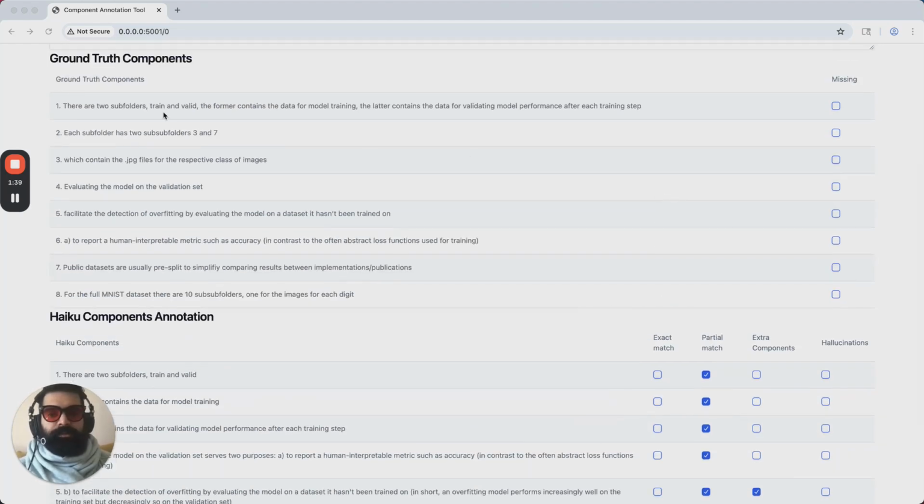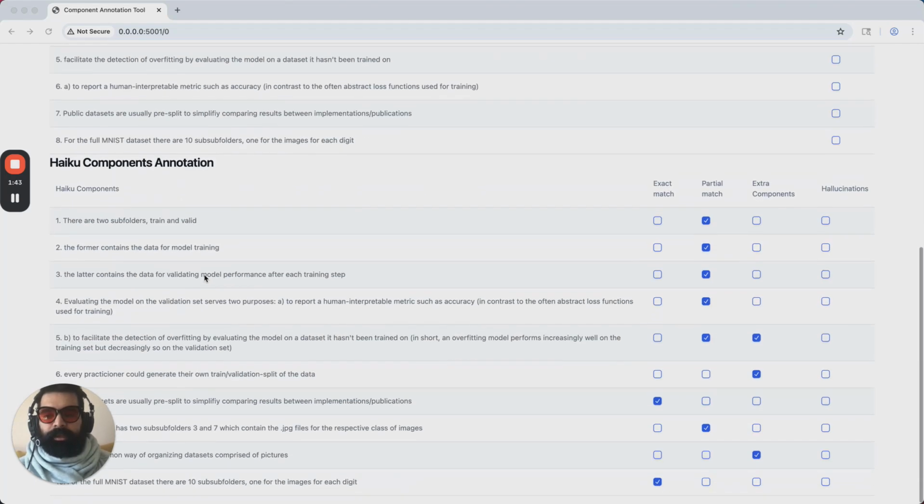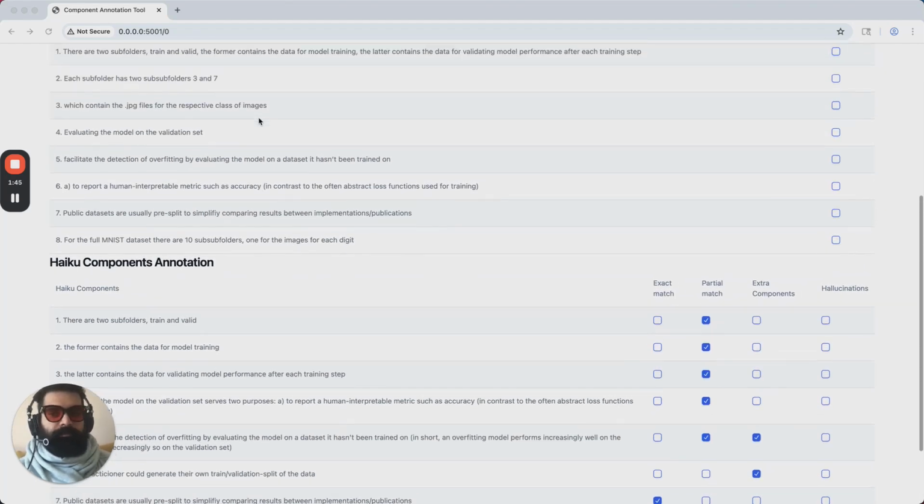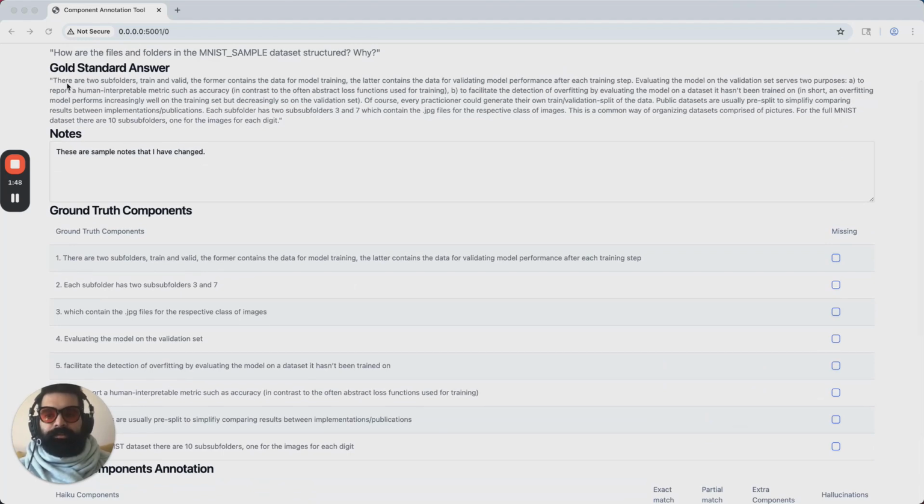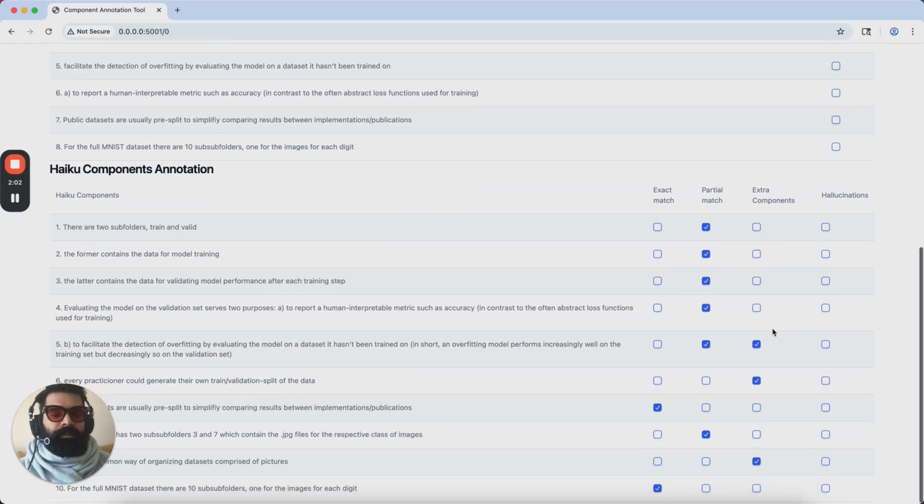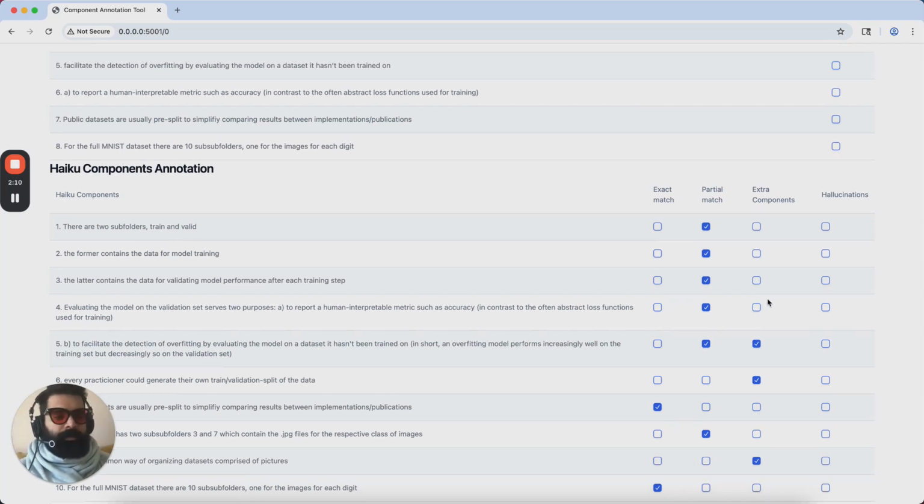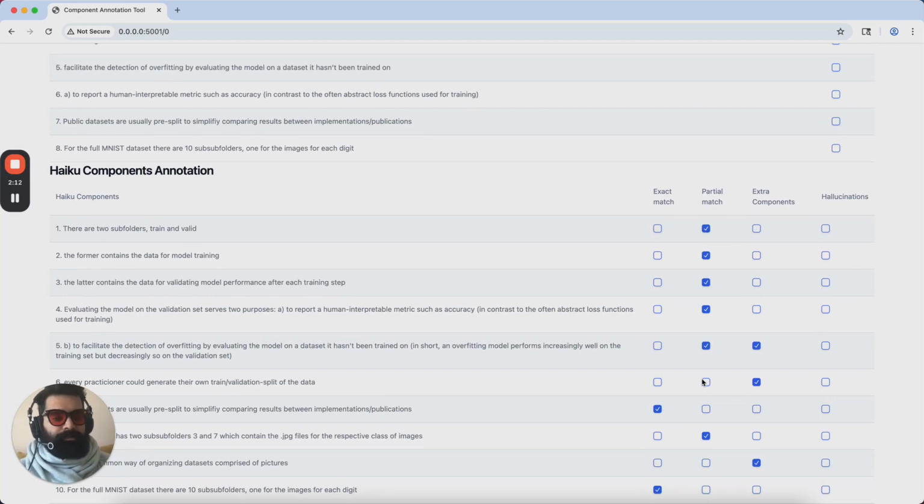So these are the ground truth components for this gold standard answer, and there's 8 of them. So for example, the gold standard answer here is this entire paragraph, and I had manually split that into 8 answer components. None of them were missing, which means that Haiku decomposed the gold answer into components in such a way that none of the components I had addressed were missing. But there were a lot of partial matches.